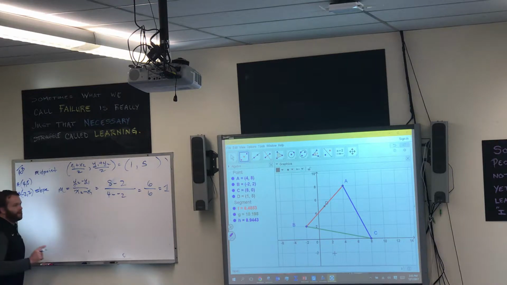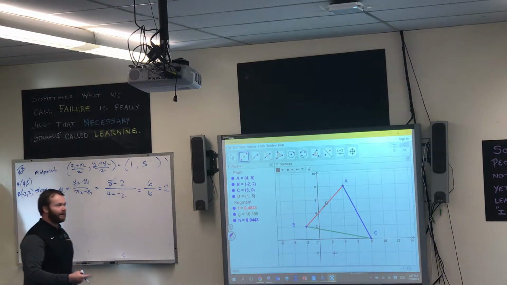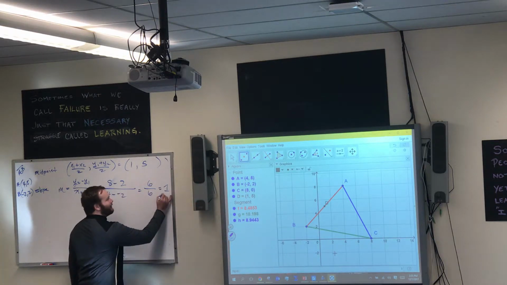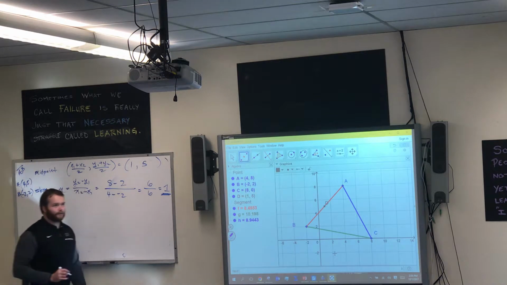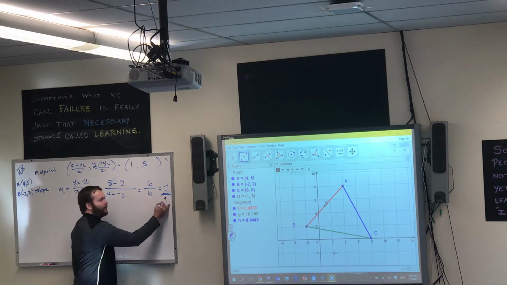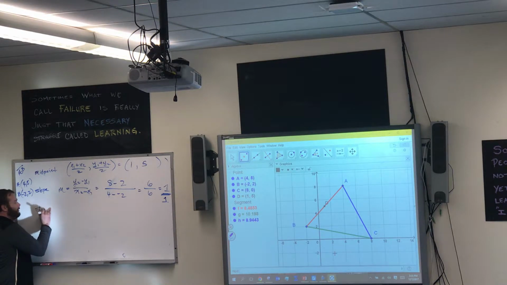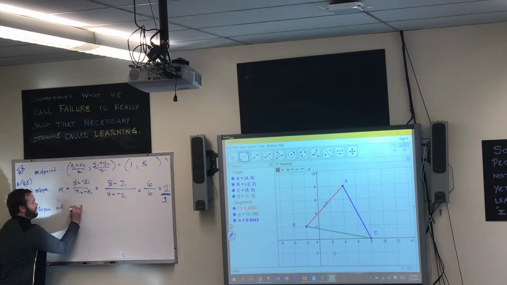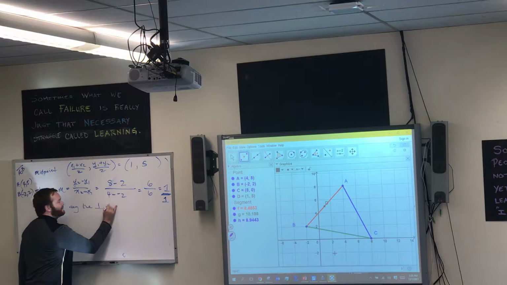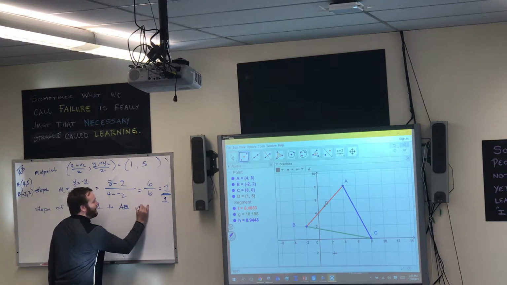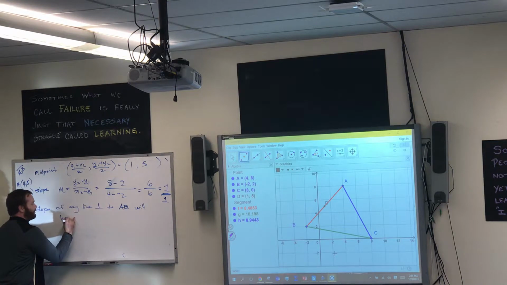But if I want to find a line that is perpendicular to AB, a line that is perpendicular to this red line, and I know the red line has a slope of 1, which as a fraction is 1 over 1, right? The slope of any line perpendicular to AB will have a slope of what?